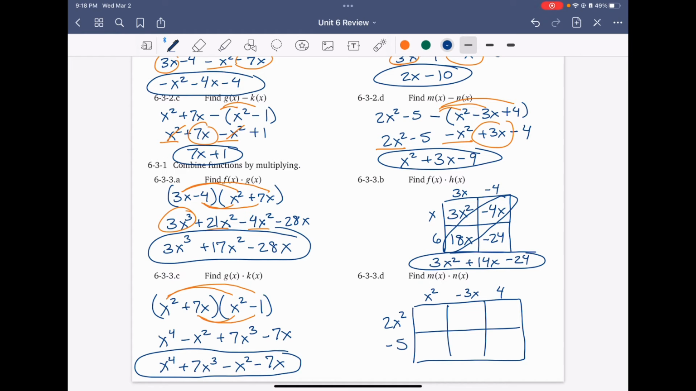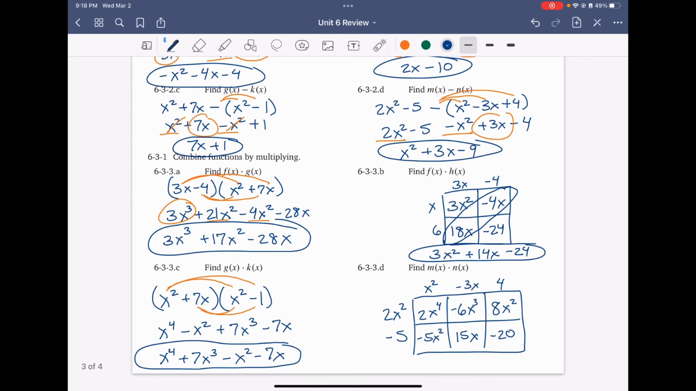All right, so my top left box, I have 2x squared times x squared. So that gives me 2x to the 4th. Next box over, 2x squared times negative 3x. So multiply my constants, I have negative 6, and then x squared times x is x cubed. Last box on the top row, 4 times 2 is 8, and then x squared. All right, bottom row, negative 5 times x squared is negative 5x squared. Negative 5 times negative 3x is positive 15x. And then last box, negative 5 times 4 is negative 20.